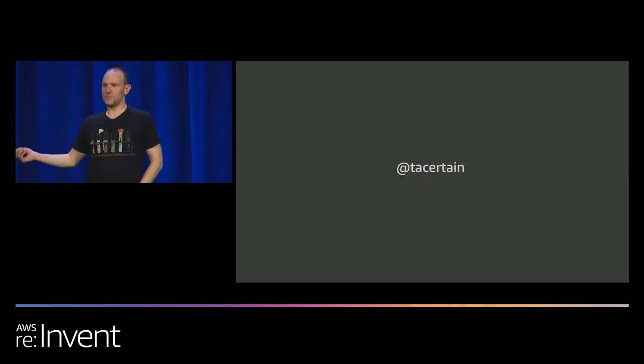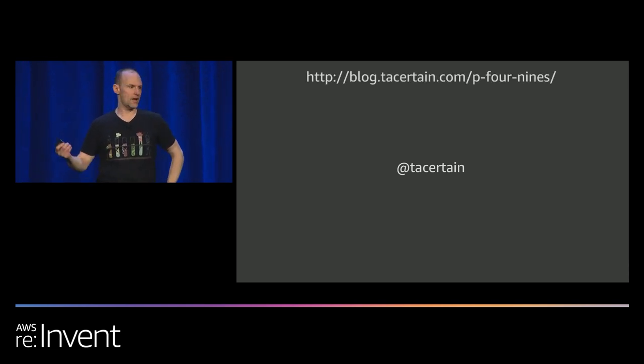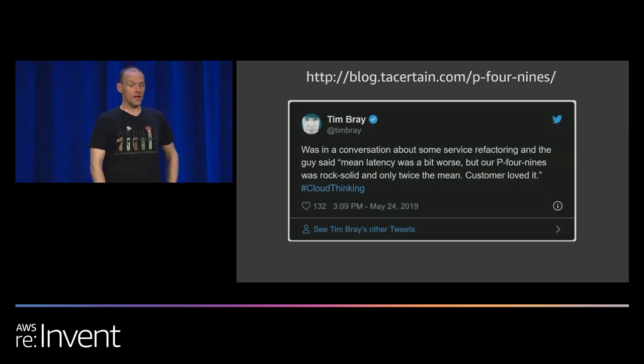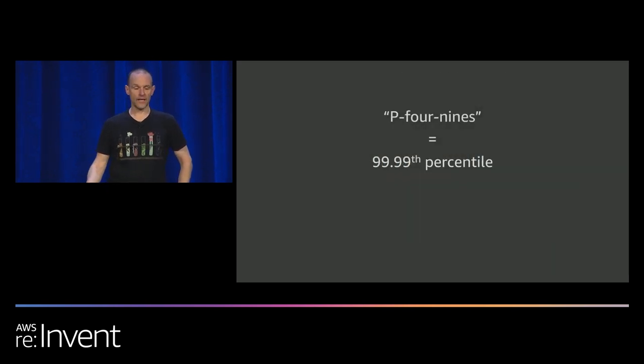All right, so this is an in-person version of a tweet thread I published a few months ago. I recently aggregated it on a blog for one-stop shopping. It started with this tweet from Tim Bray, who's an Amazon distinguished engineer. I really wanted to explain what P49s meant, because it may not be obvious to everyone, and why we care about it. So really dryly, P49s means the 99.99th percentile.